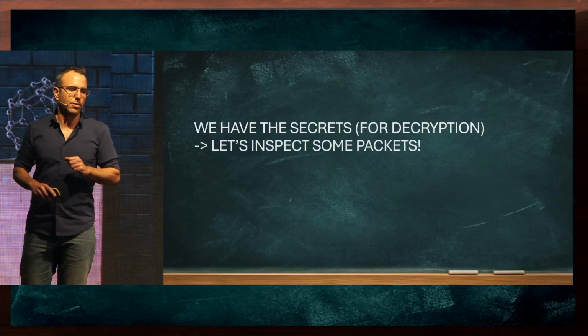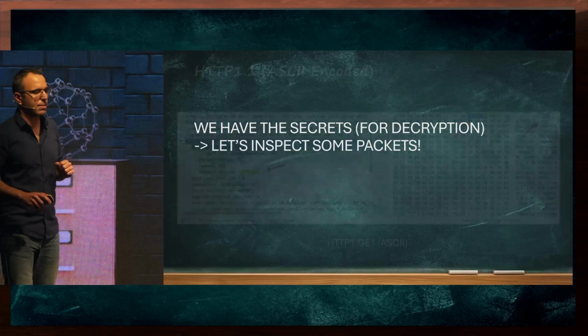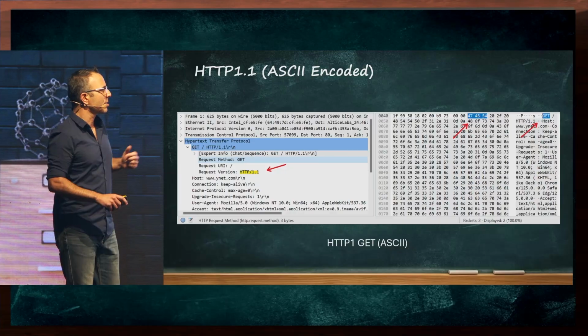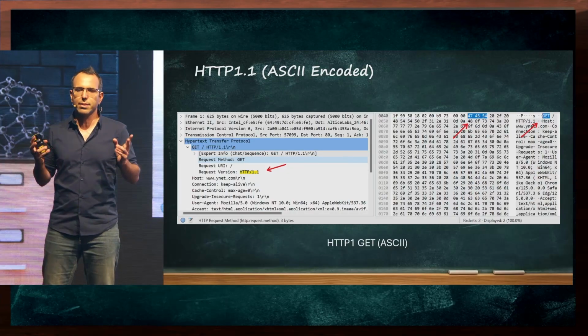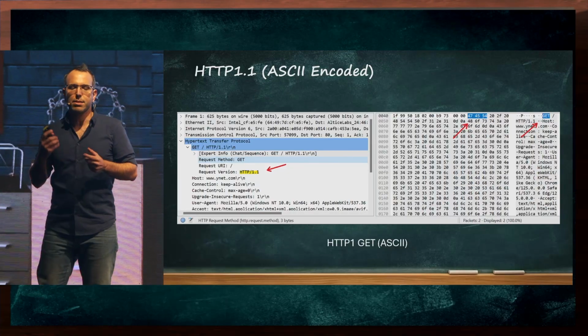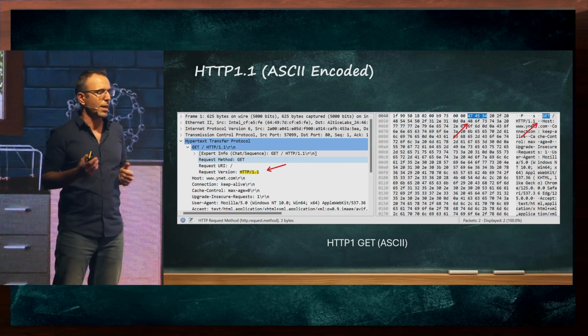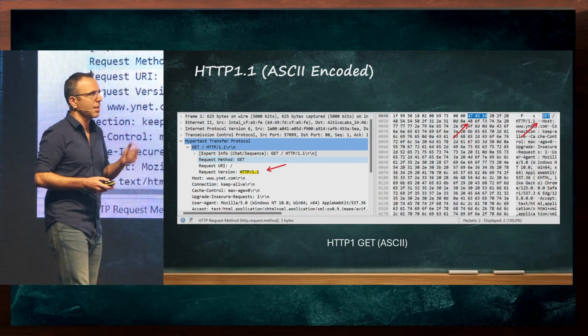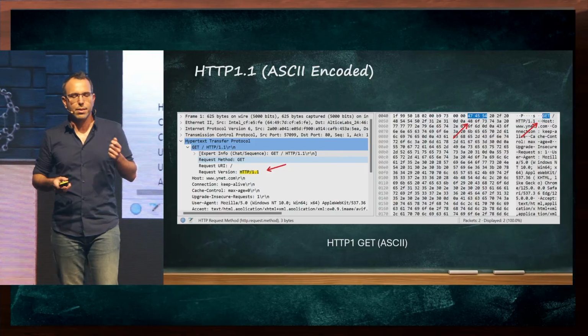So we have the secrets for decryption. Let's inspect some packets. We start with HTTP version 1 traffic. In HTTP version 1, the traffic is sent in clear text, so the data is transferred ASCII encoded on the wire. As can be seen in the image, the literal characters GET are sent ASCII encoded on the wire.